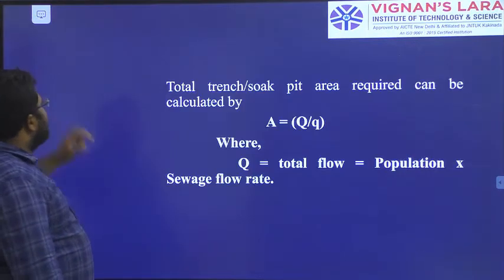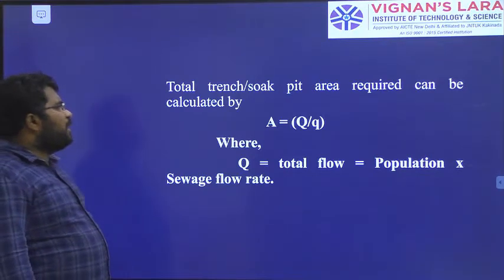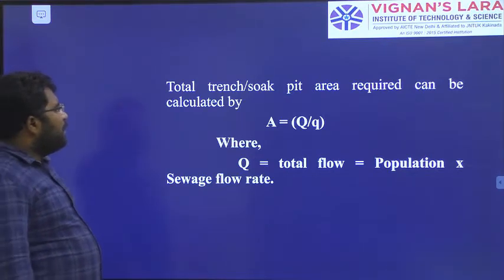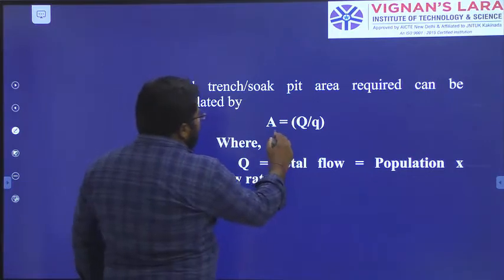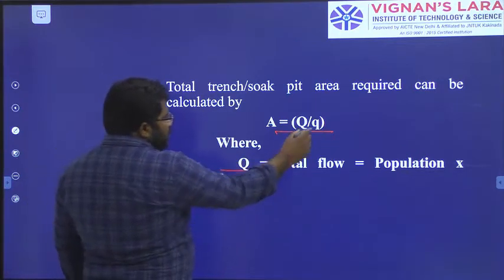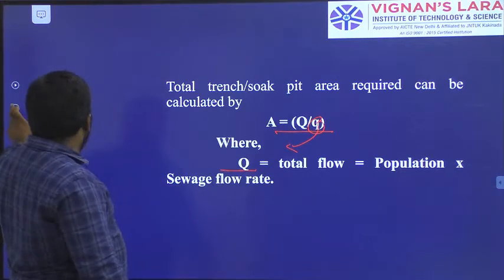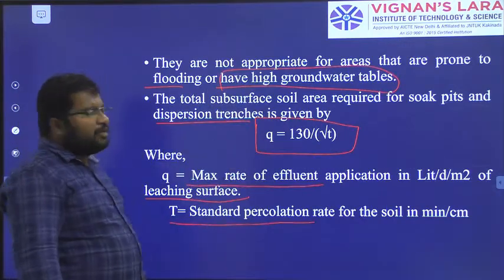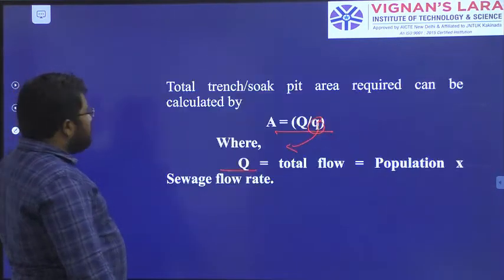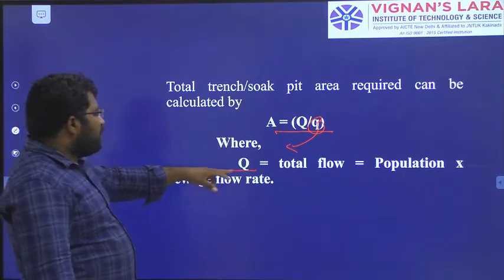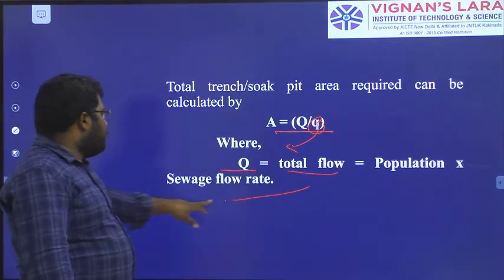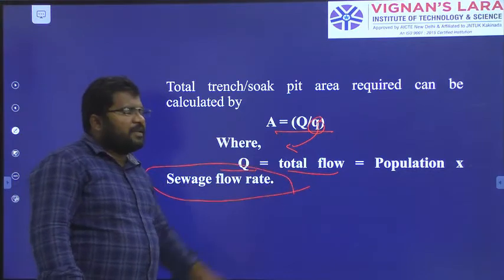Next, the total trench or soak pit area required can be calculated by capital A equals capital Q by small q, where small q is obtained from the last equation. So q is obtained from here, 130 by root T, and it is substituted in this equation, where capital Q is the total flow, or population times the sewage flow rate.